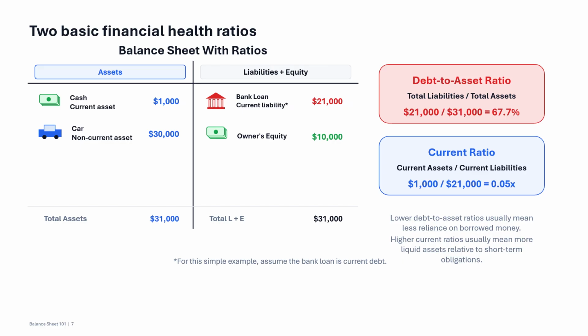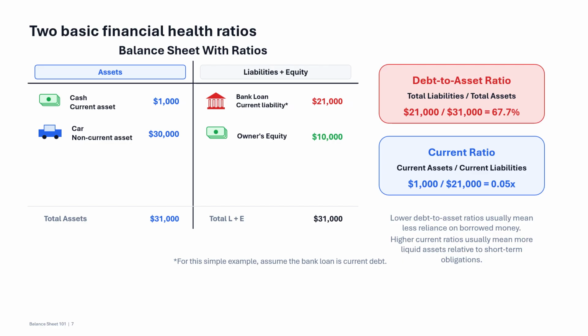67.7%. A lower debt to asset ratio is usually better because it means that less of a company's assets are financed by borrowed money. A higher debt to asset ratio means a large part of a company is financed by liabilities. The current ratio is current assets divided by current liabilities.